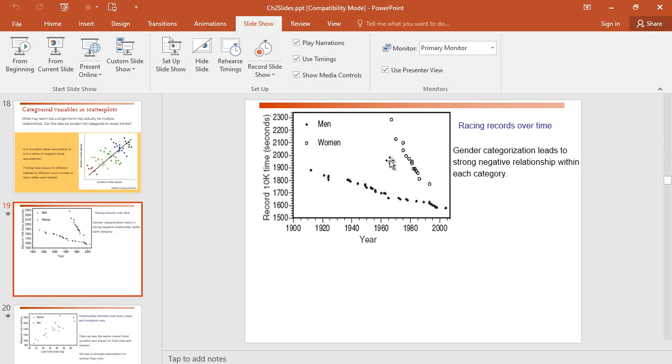So in this case, putting colors on the data points according to some category can be used to compare the two categories for these racing records.